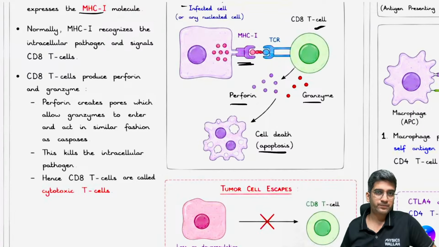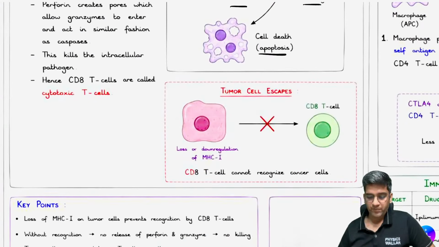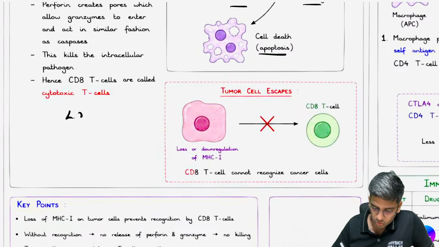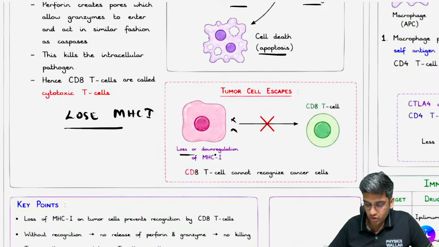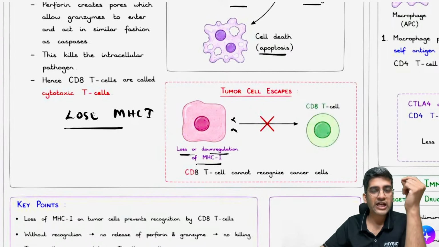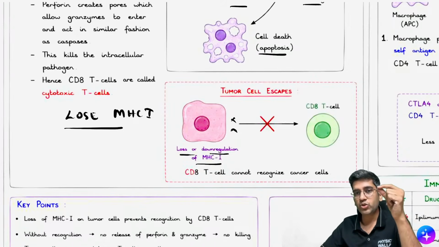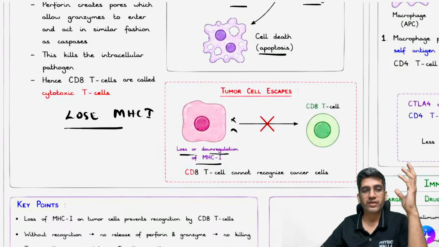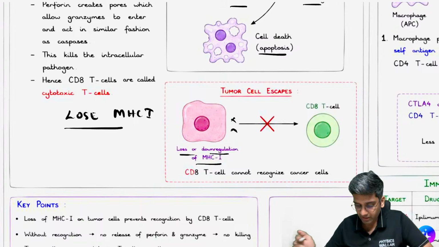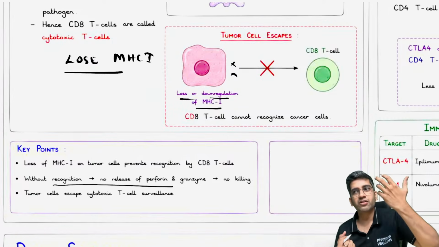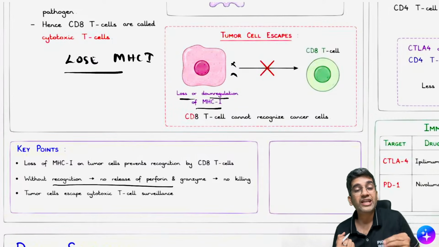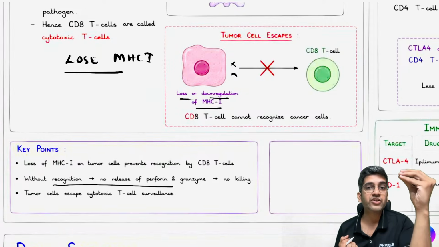Perfect. This is normal. But what happens in a tumor is, the moment a cell becomes a cancer cell, it will lose MHC1. I don't have MHC1. Loss or down regulation of MHC1 is one of the classical hallmarks of cancer. The moment I lose MHC1, CD8 cannot even identify that I am there. Without recognition, how will it destroy me? No release of perforin and granzyme, no killing. So the tumor easily roams in my body without even being seen by one of the most effective cells, the CD8 cells.